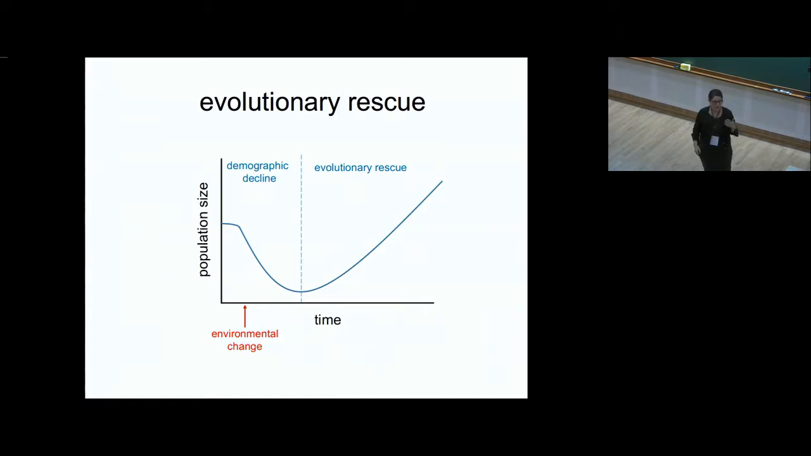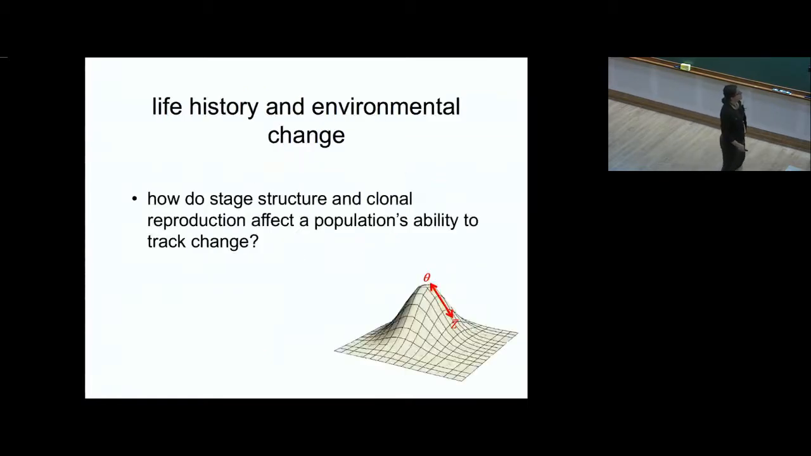So that's a question that people who are interested in eco-evolutionary dynamics ask: what time scales are these happening on, and how likely is it that you end up down here versus that you go back up again. So the question that I'm going to talk about today is the ideas of life history and environmental change.